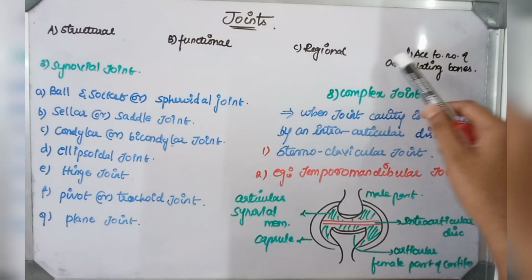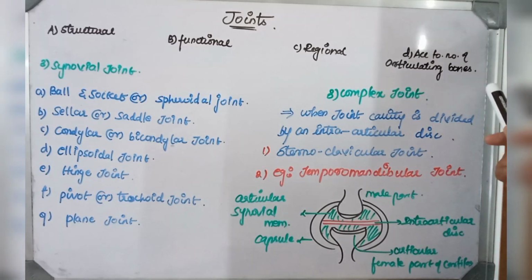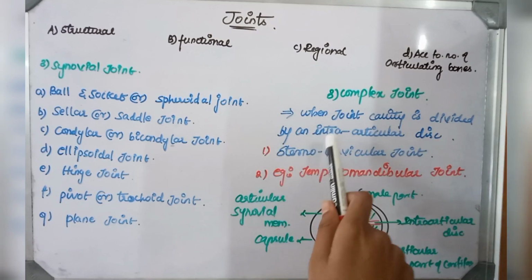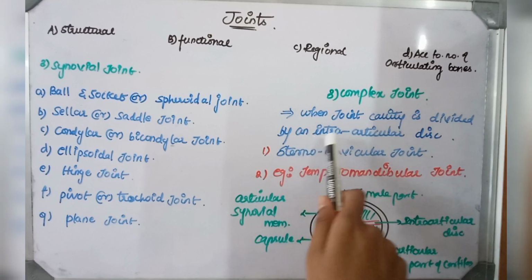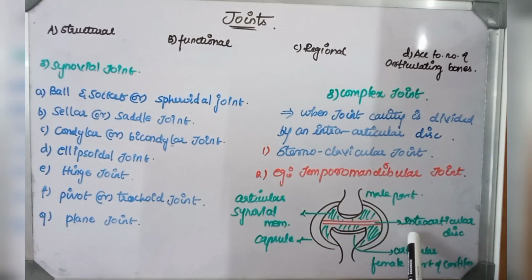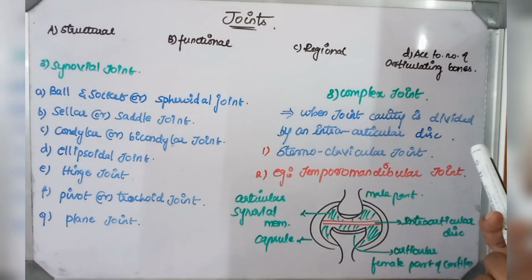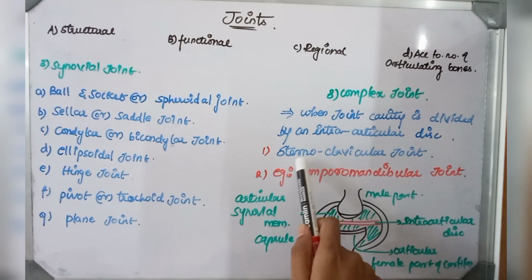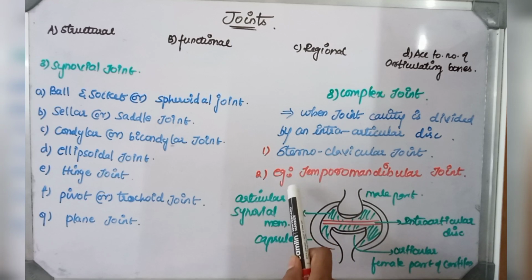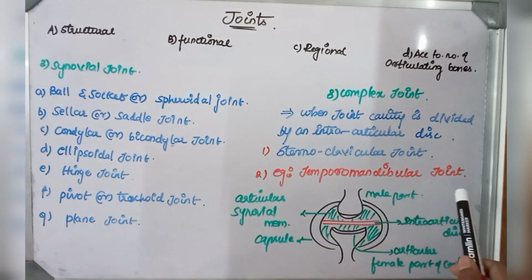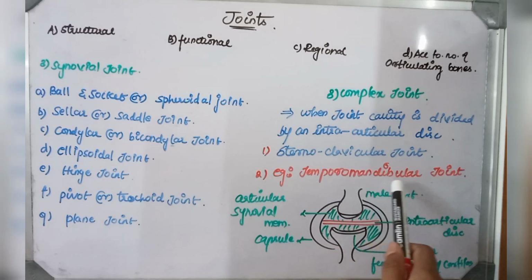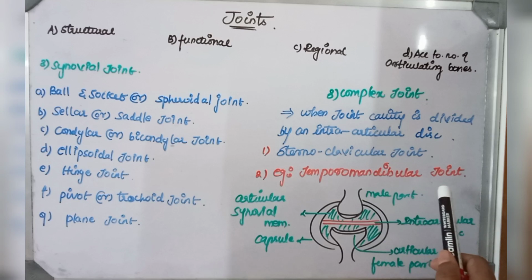And the third type, according to the number of articulating bones, is a complex joint. What is actually the complex joint? When the joint cavity is divided by an intra-articular disc. Here is the intra-articular disc which separates the joint cavity. So it tends to form a complex joint. Examples are sternoclavicular joint, which is a joint between sternum and the clavicle. And another example is temporomandibular joint, which is present in between the temporal bone and the mandible. So this is temporomandibular joint.